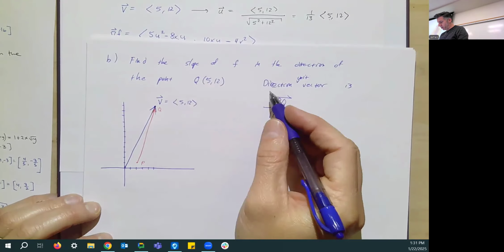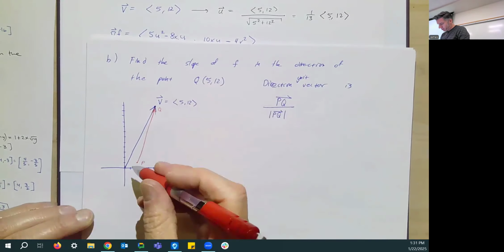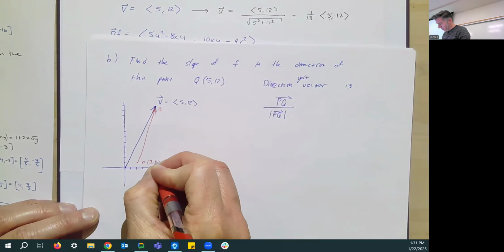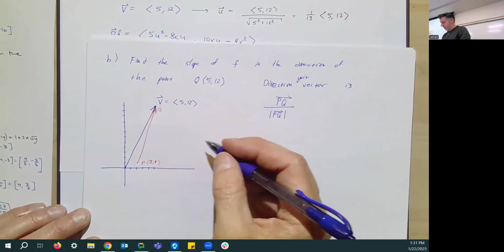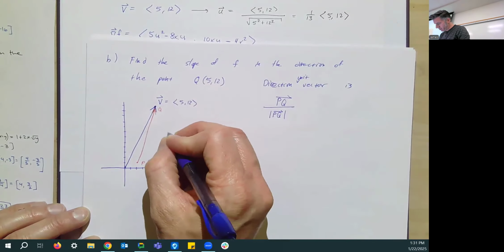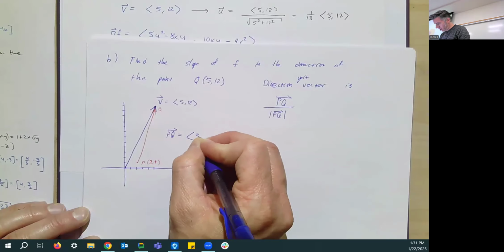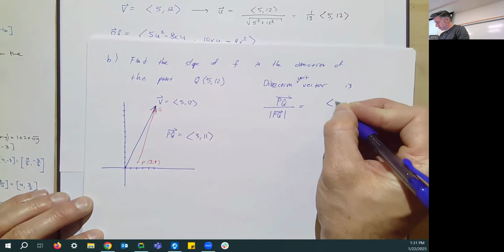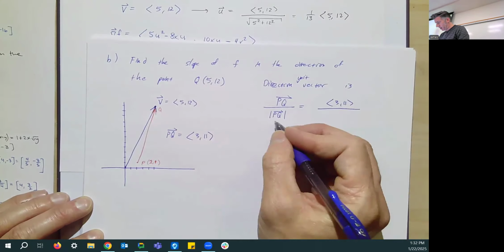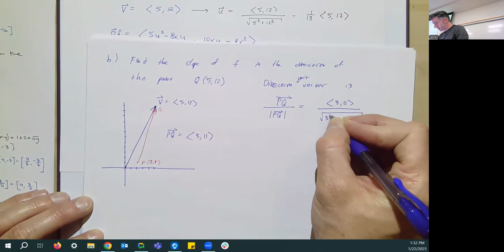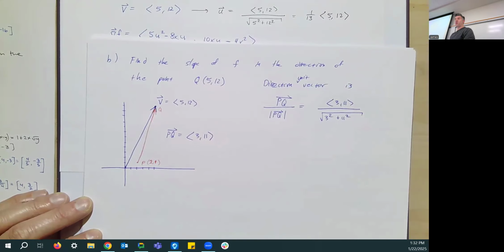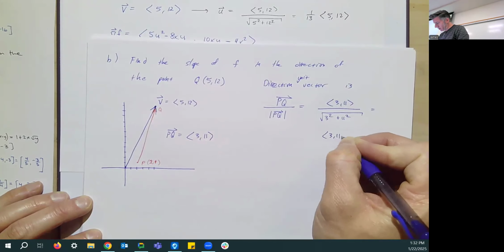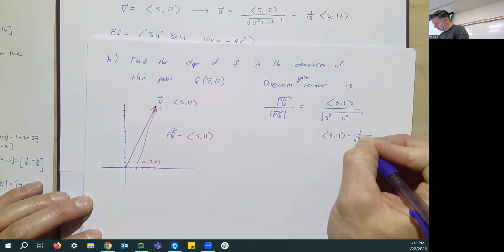So our PQ vector, we started at 2 comma 1, and we ended at 5 comma 12, so we went over 3 and up 11. So our vector PQ is the vector 3 comma 11. Then our unit vector is going to be 3 comma 11 divided by the magnitude of that, which is the square root of 3 squared plus 11 squared, which is 130. So here we're getting 3 comma 11 times 1 over the square root of 130.